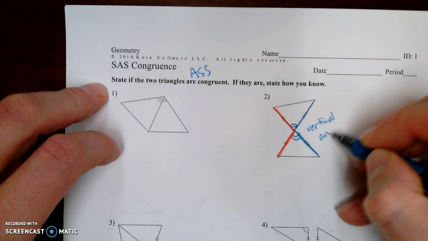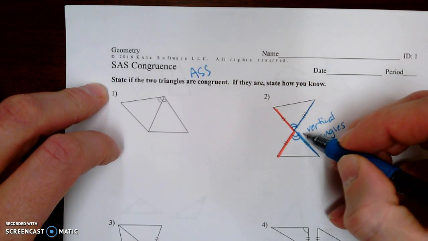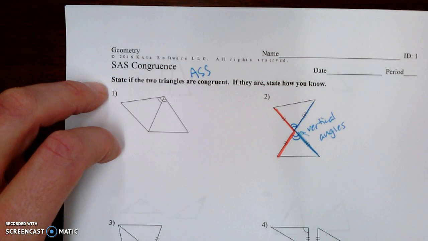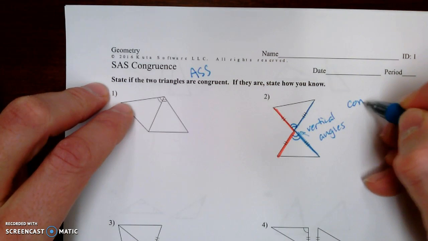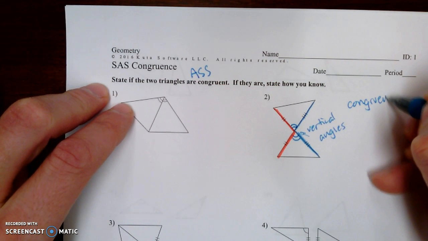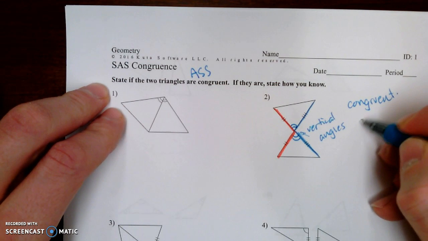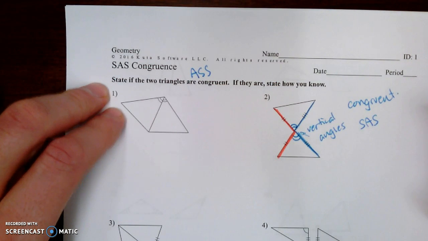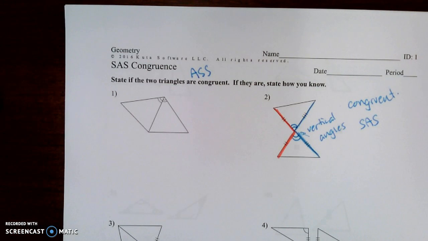they're vertical angles. Okay. So these two triangles are congruent by side angle side. Let's take a look here. Let's take a quick peek at something.